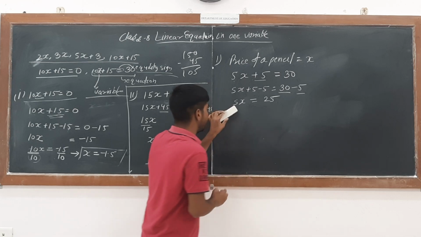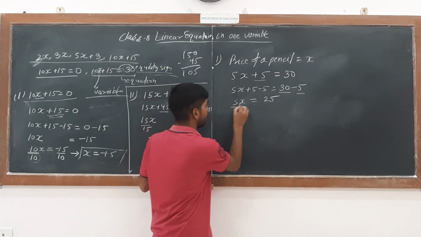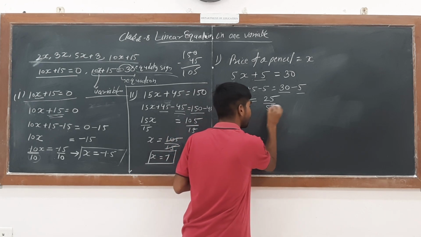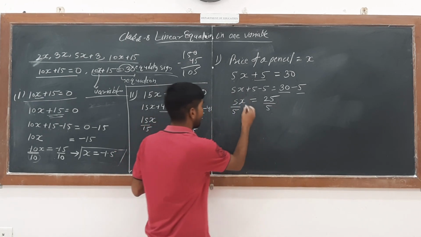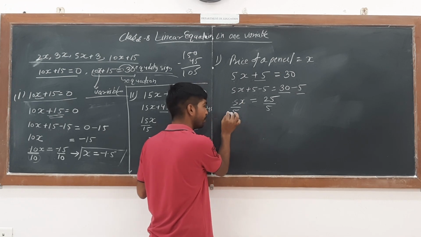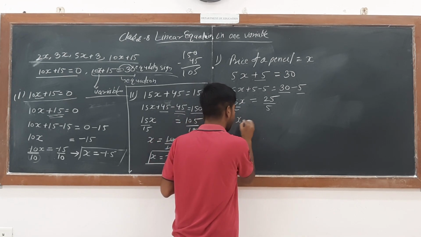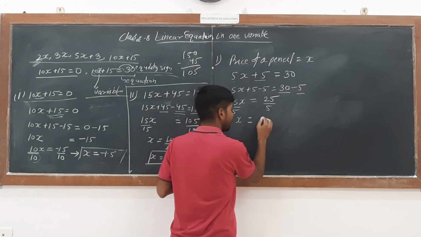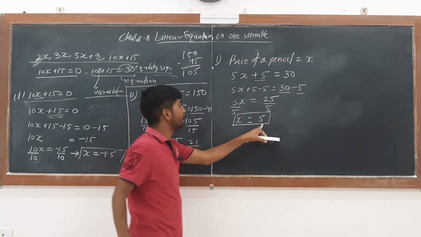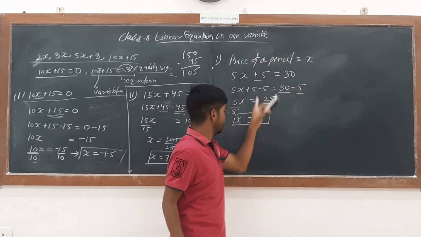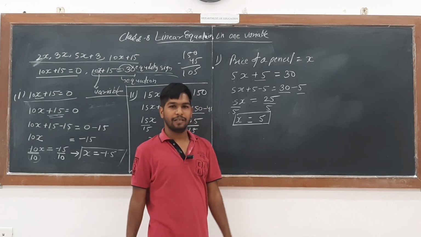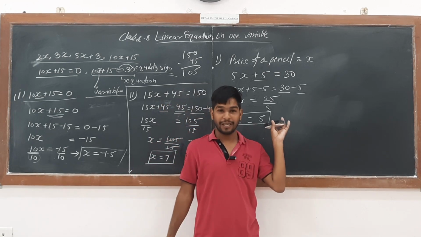Now 5 is multiplied with x, so if I want to remove 5 here, I have to divide by 5, and do the same on the right side. 5 divided by 5 will give me 1, and 1 into x will give me x. 25 divided by 5 will give me 5. So the value of x is 5, and x is the price of the pencil. So the price of a pencil was 5 rupees. Like that we can solve real life examples also.